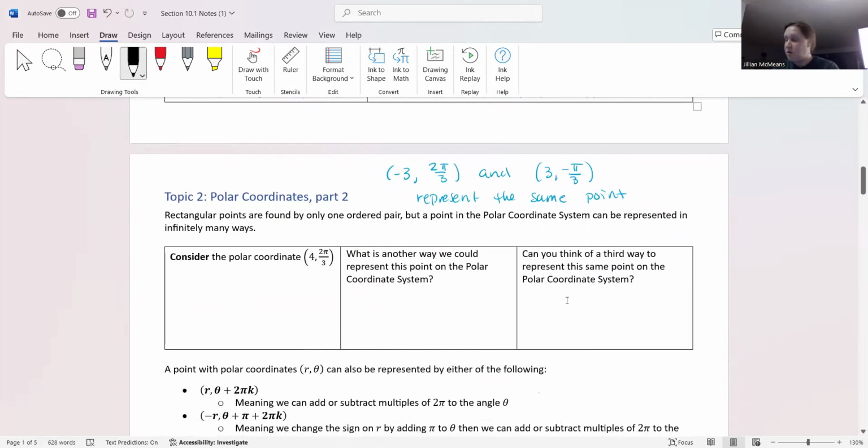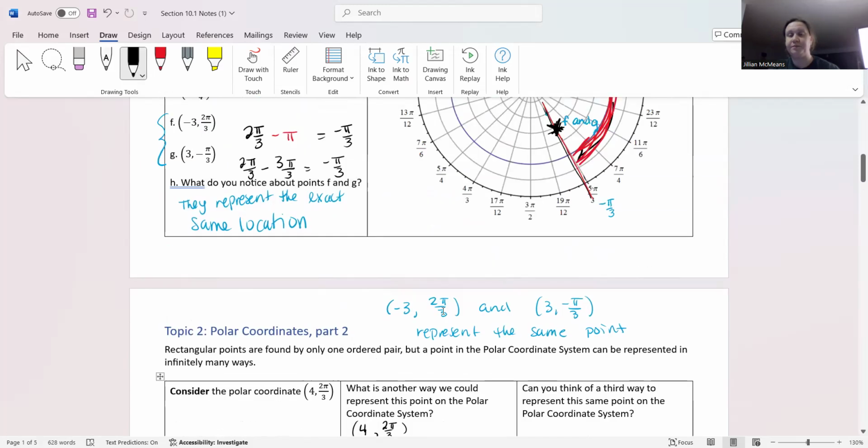So let's do that. Let's take r, which is 4, and change it to -4. Then we take 2 pi over 3 and subtract pi. When we do that, we get the ordered pair -4, negative pi over 3. So let's go back up to our polar coordinate system and see if this works. We're going to look at 4, 2 pi over 3, and then -4, negative pi over 3.